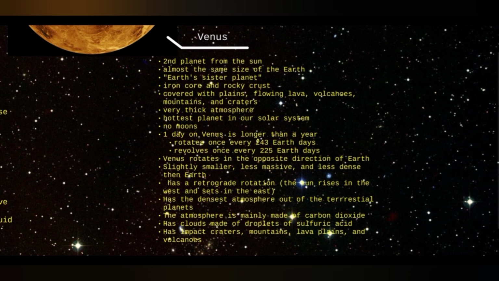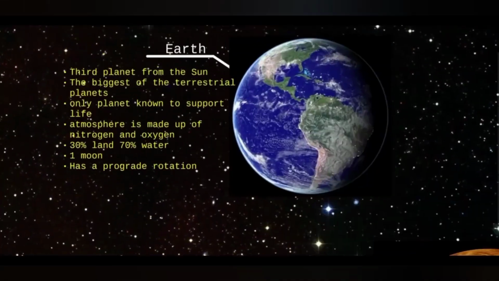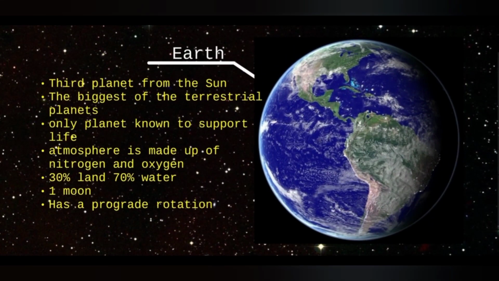Okay, and then so on and so on. The atmosphere is mainly made of carbon dioxide and has clouds made of droplets of sulfuric acid, and has impact craters, mountains, lava plains, and volcanoes. That is Venus. Okay, now on to our planet, the Earth.